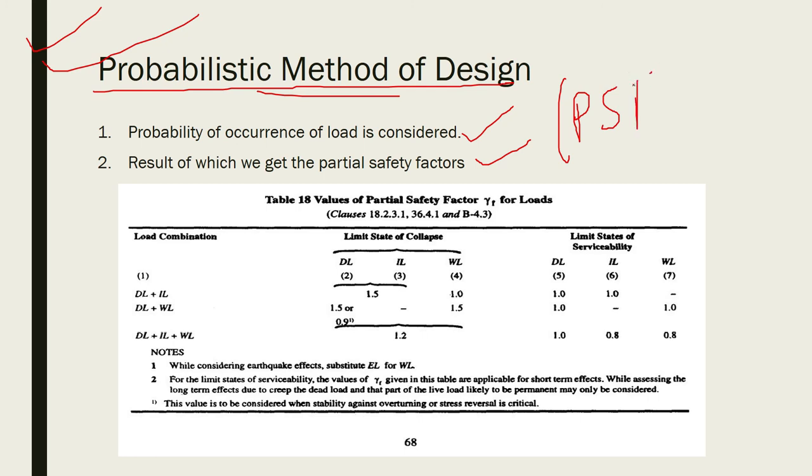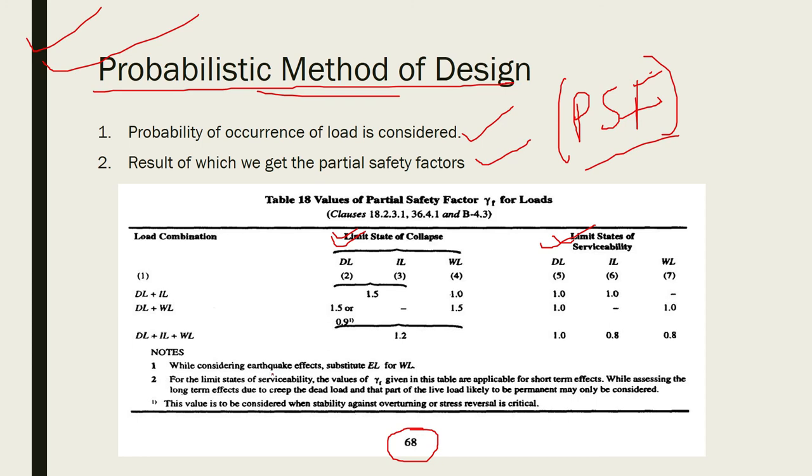PSF, and here in the table below you can see, which is Table 18 of IS 456 on page 68, it gives you the partial safety factors for load. So you can see dead load plus live load, it is 1.5 and 1, and you can see two columns, basically the limit state of collapse and limit state of serviceability. Here dead load plus live load, then it is 1.5 and 1, dead load plus wind load 1.5, 1.5, 0.9, etc. I will discuss these particular combinations in the next slide, but first of all, let's see these notes.